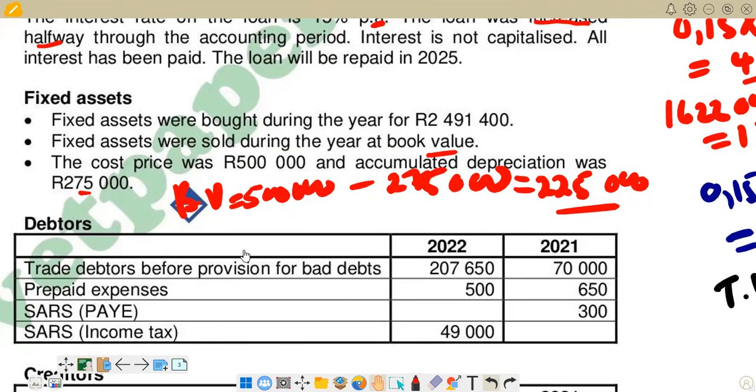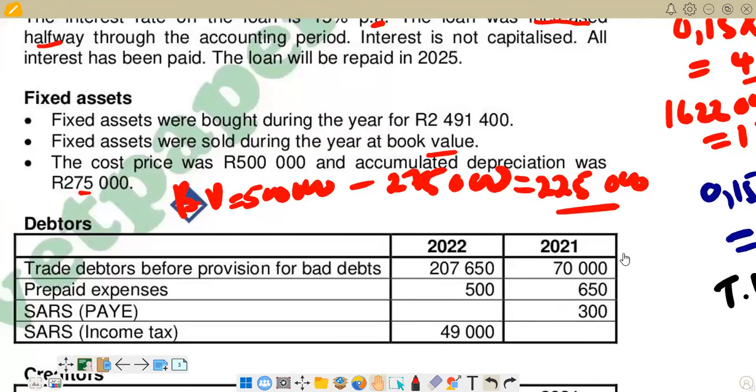So what we are supposed to do there, we have to also include some other receivables. We're going to add them to the figure for debtors that we have. The only figure we are going to exclude is the figure for SARS income tax. SARS income tax is not going to be part of the debtors, because when we are talking about debtors, we are talking about the people of business that are owing us money, but in the form of trading. So this figure for SARS income tax is not part of the trading activities that we are undertaking in that business. So we don't include this one, which is 49,000.